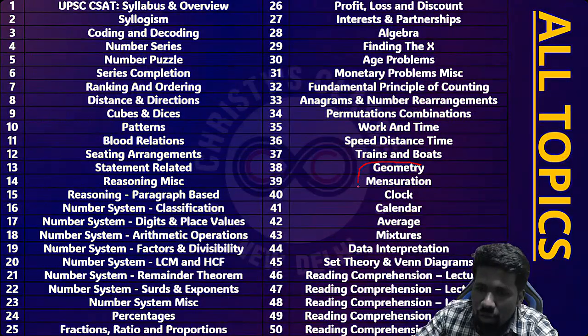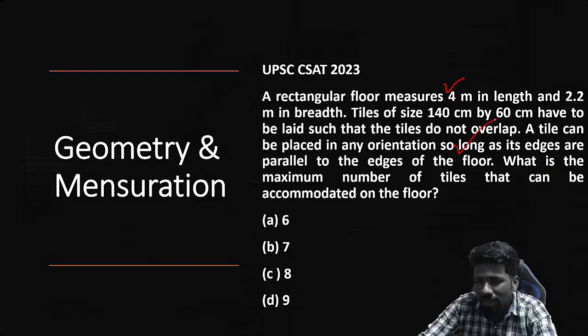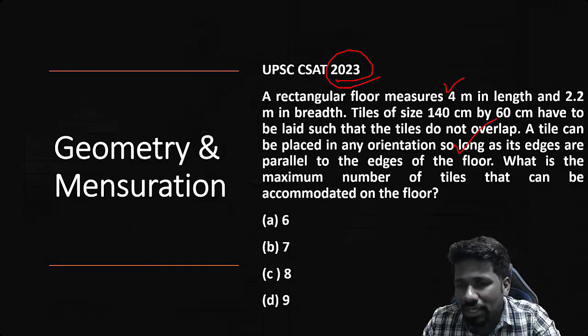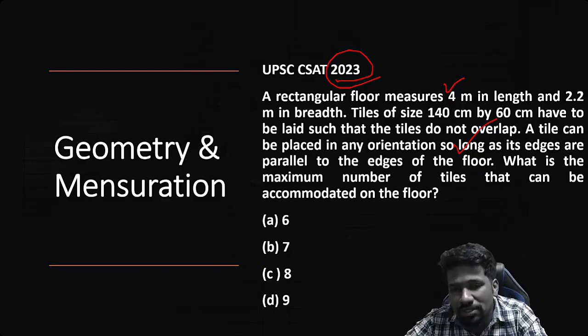Next unit is geometry. Geometry and mensuration are lectures on the geometry topic. Geometry means it can be like a tiling problem. This is a tiling problem asked in 2023. It can be counting of figures. It can be a triangle related question, a circle related question. All those things we'll be discussing.